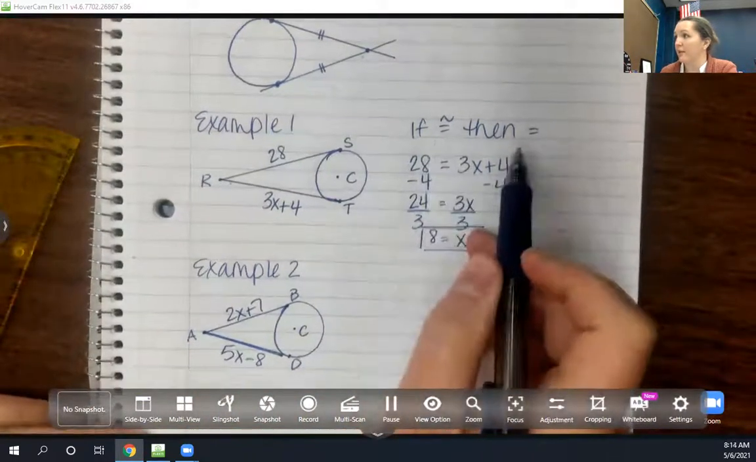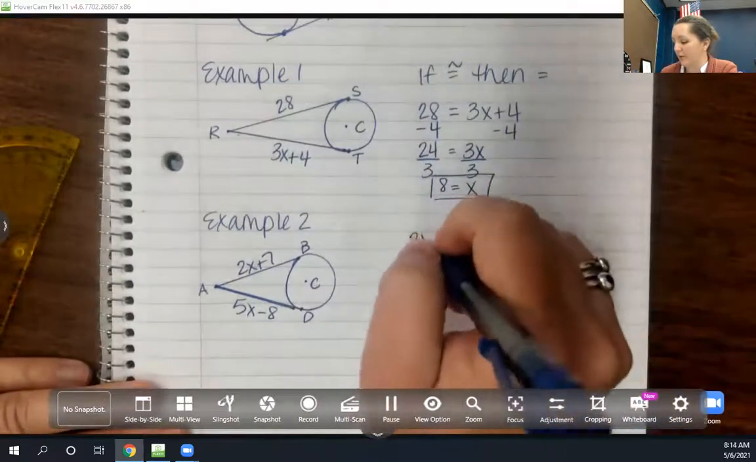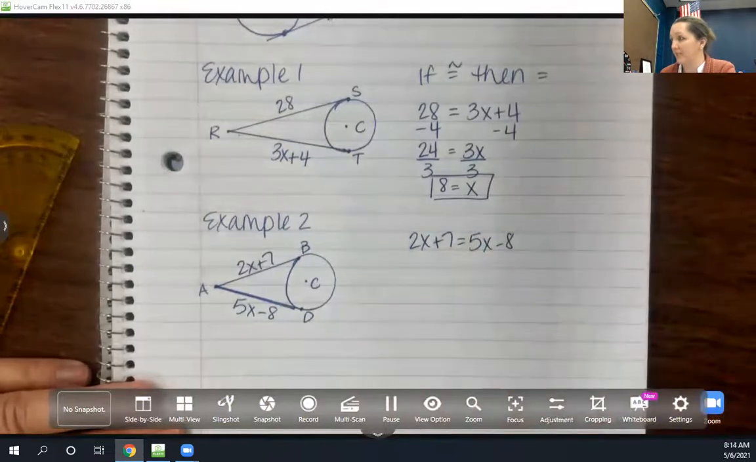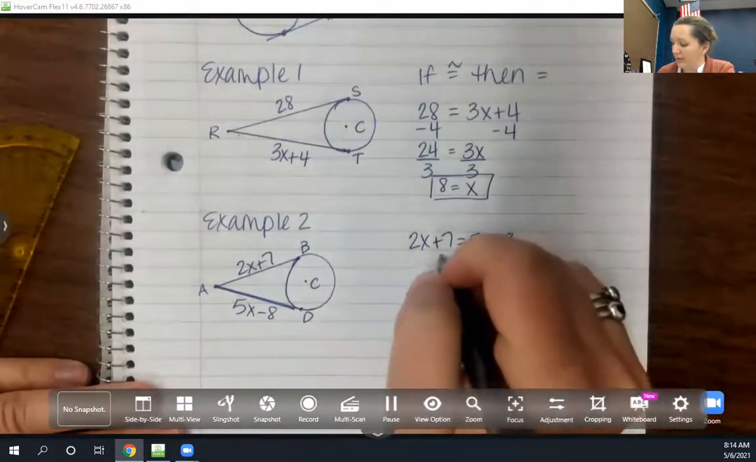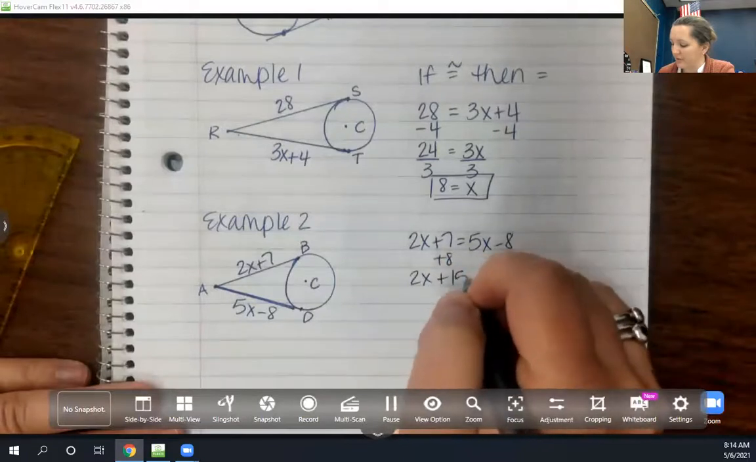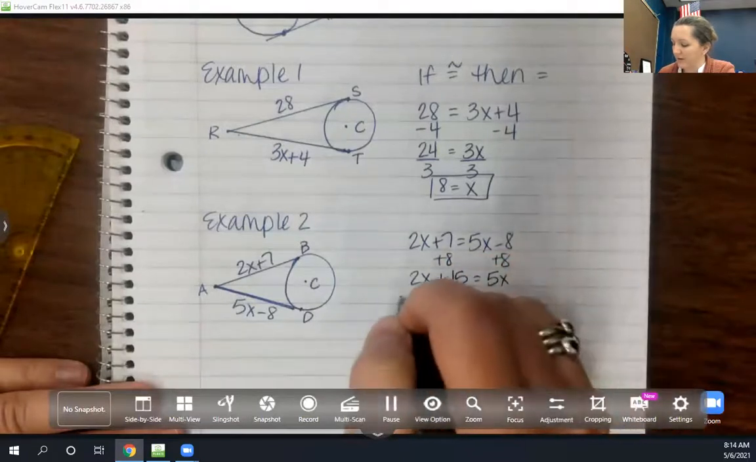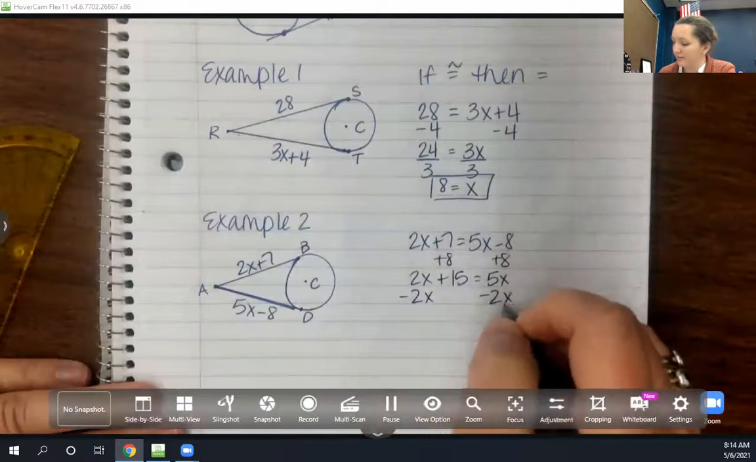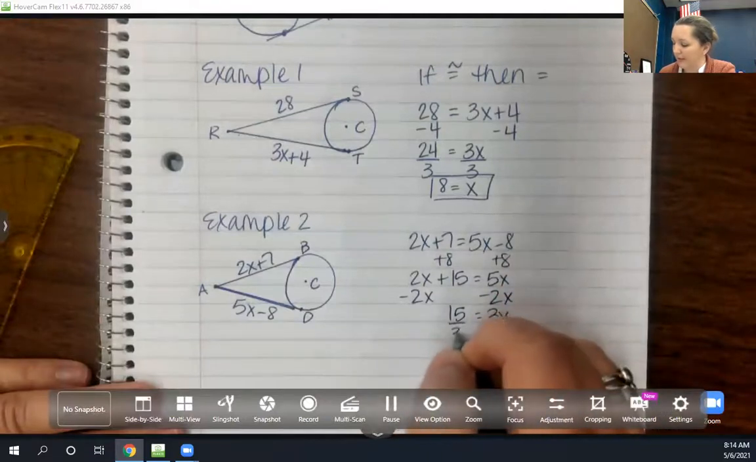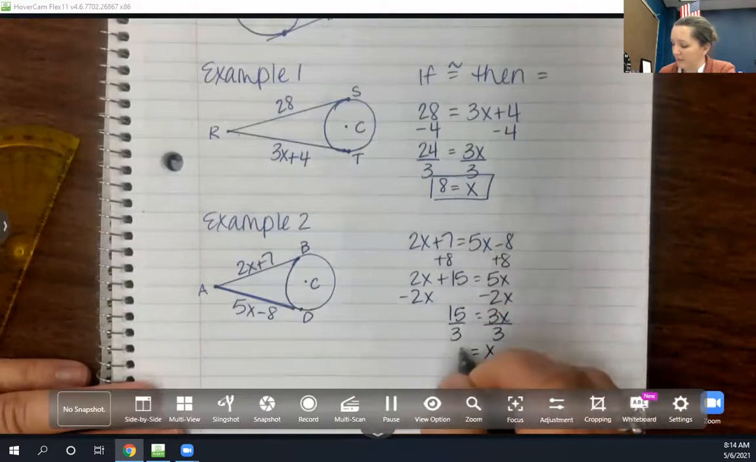If they're congruent, then they're equal, so I know that 2x plus 7 equals 5x minus 8. So we'll move our 8 to the other side by adding. 2x plus 15 equals 5x. Subtract our 2x. 15 equals 3x, and then we'll divide, and x equals 5.